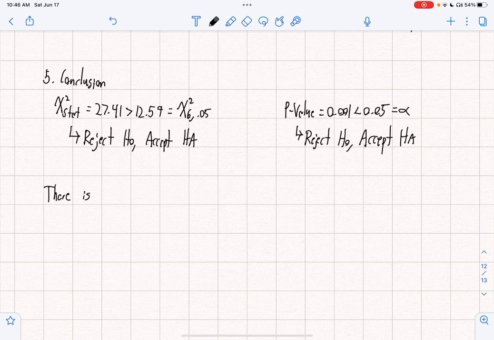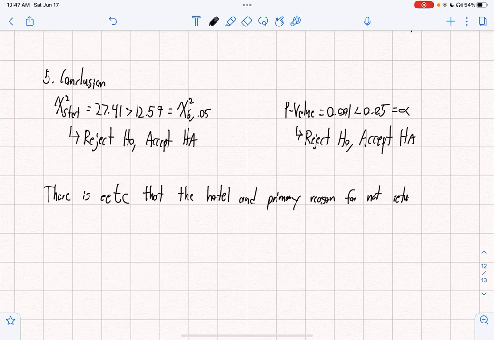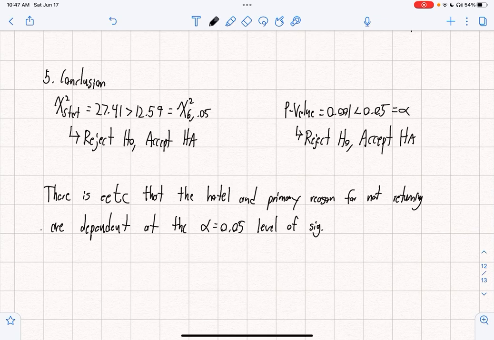There is enough evidence to conclude that the hotel and primary reason for not returning are dependent at the alpha equals 0.05 level of significance. All right, and that's the test for independence.